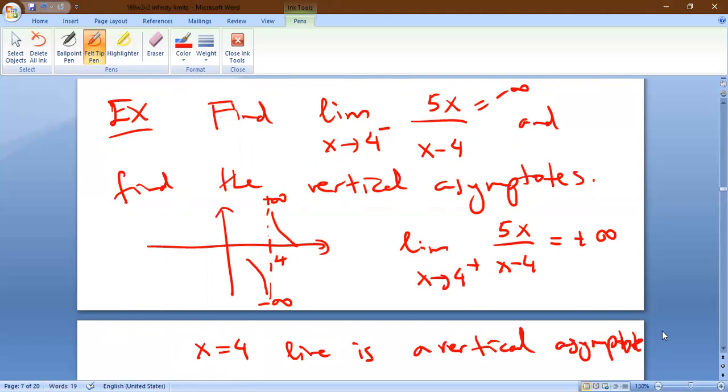So you can do many more other examples, and this is what we are going to say about infinities. Now the next video will be about limits at infinity, but that's going to be the next video.